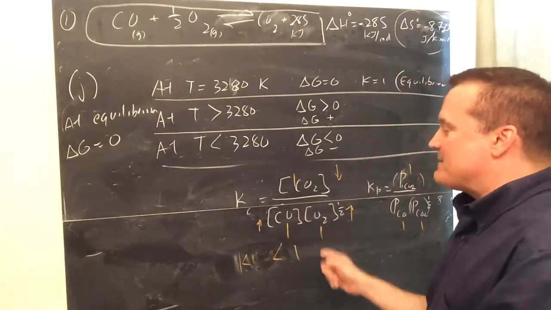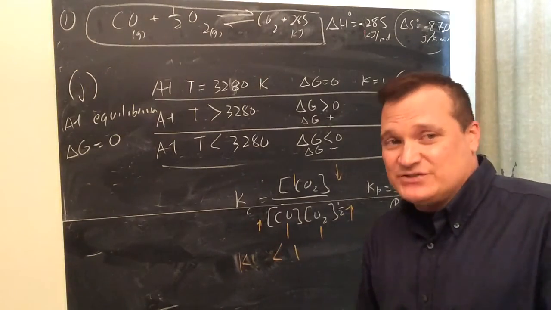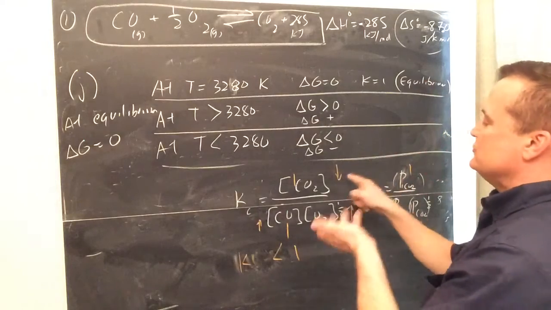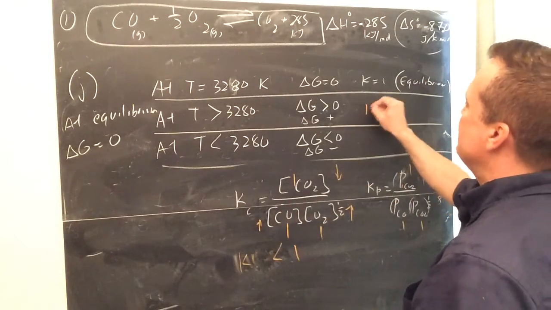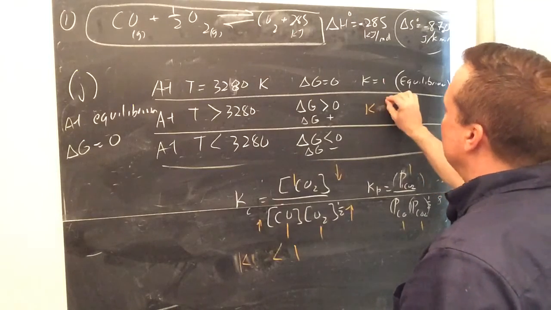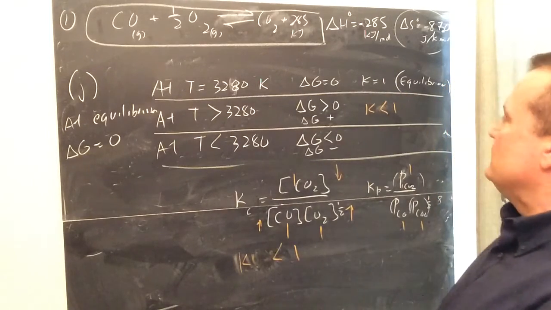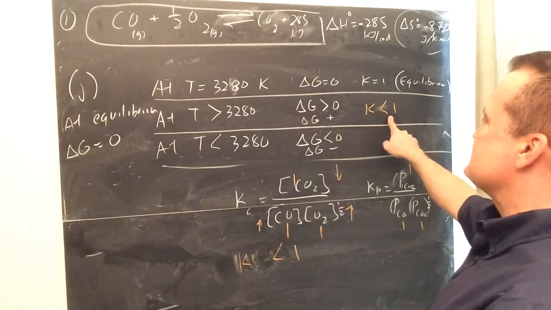And you could even describe it that way. They don't even really ask you to describe it. But if they did, they'd say, because the numerator will decrease and the denominator will increase, therefore the new K will be less than 1. When you get to the new equilibrium, your K value will be less than 1.